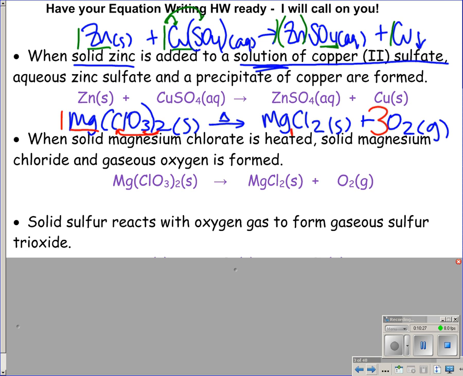Okay, solid sulfur reacts with oxygen gas. So solid sulfur, S. Where did we get a 2 from? It's not diatomic. Remember the big 7? The big 7 is N2, O2, F2, and so on. Sulfur is not in that 7. So sulfur is just sulfur. I'm going to write it S with the solid here, and then I'm going to show you another way to write it in just a second.